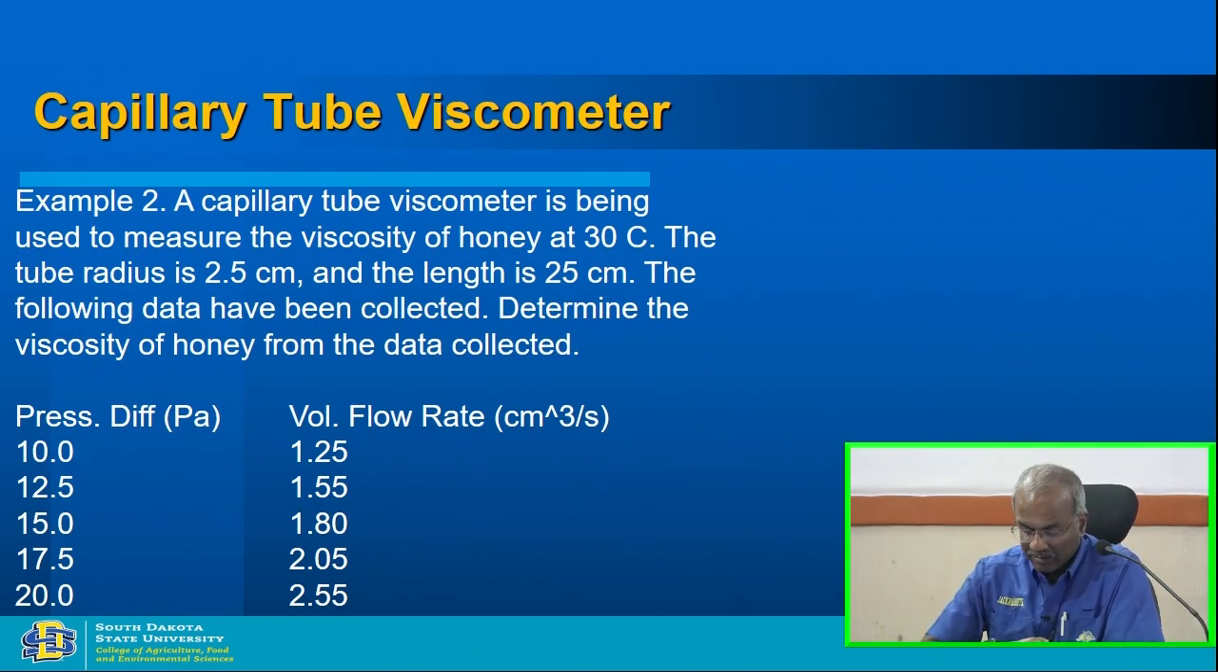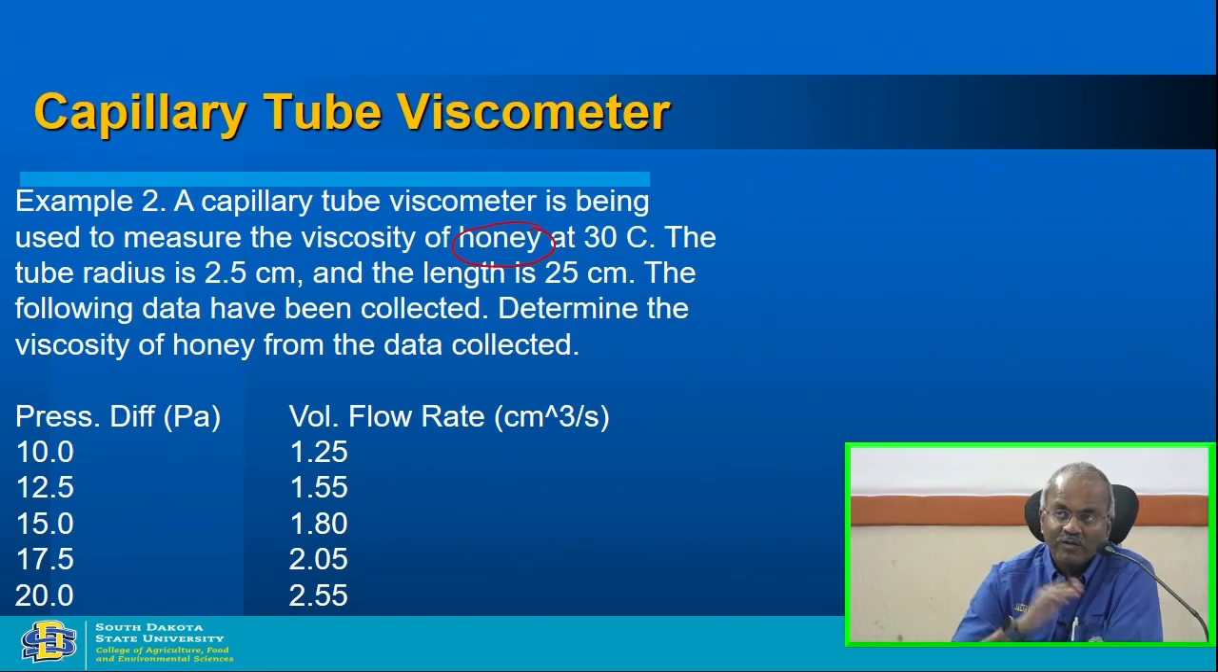So let's try to solve this problem. A capillary viscometer is being used to measure the viscosity of honey. So what kind of fluid is honey? Newtonian or non-Newtonian? Newtonian. Everybody agree with that? We will find out. We will do the calculations for this data and see whether we get the Newtonian behavior.